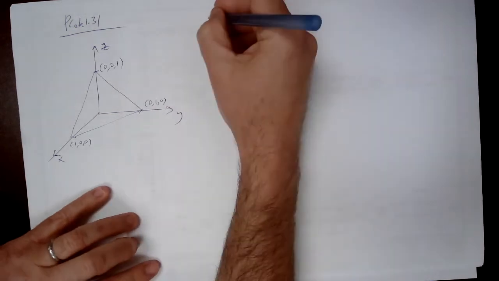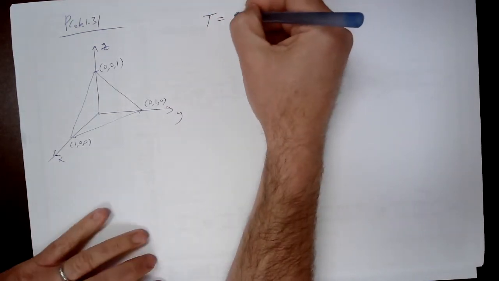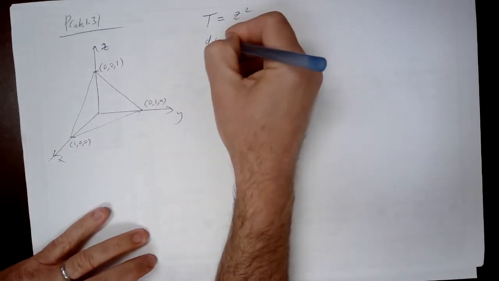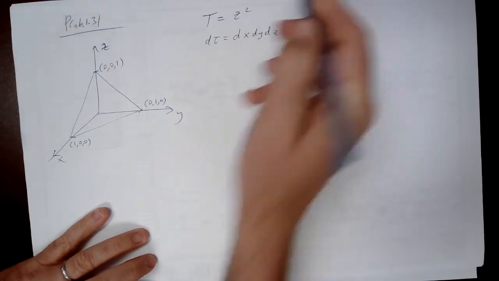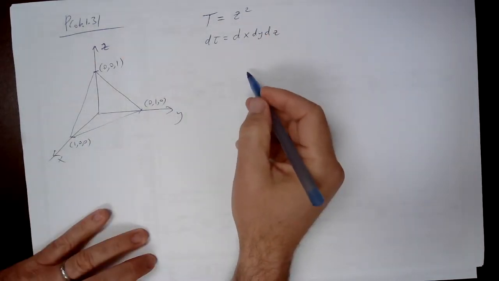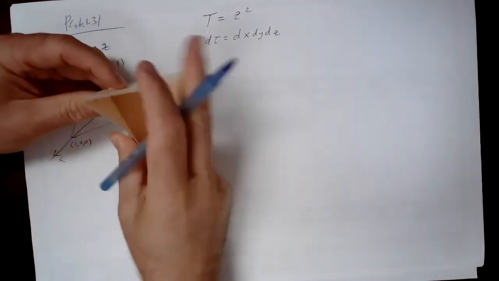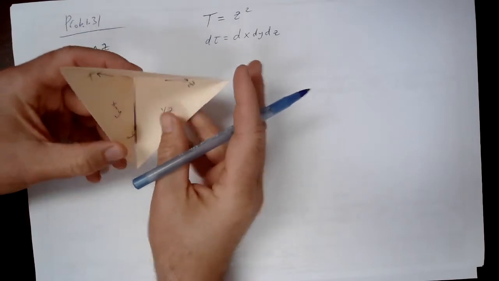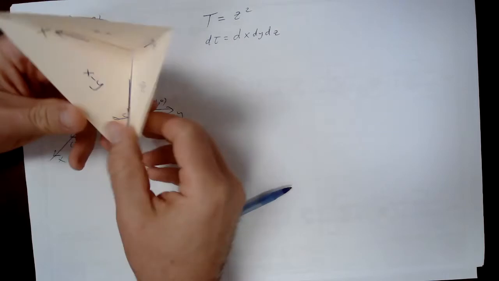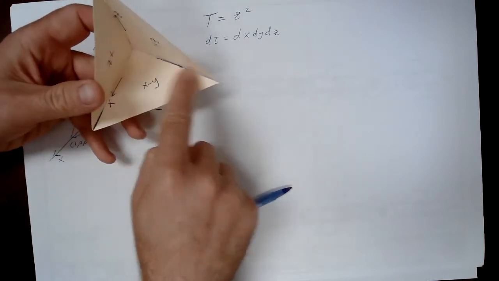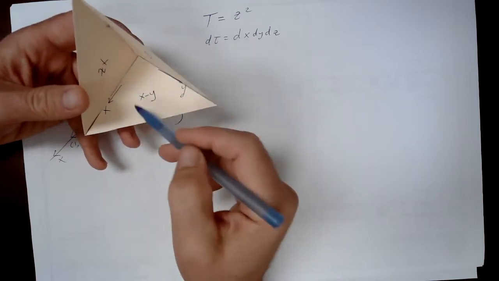So now the function is T equals z squared. I need to determine the tau, which is pretty easy in Cartesian coordinates: dx, dy, dz. The remaining thing is to determine the integration limits. All right, I created a little model just to visualize this a little better. So this is my tetrahedron. This is the origin, x-axis, y-axis, z-axis, and these are the respective planes the faces are parallel to.